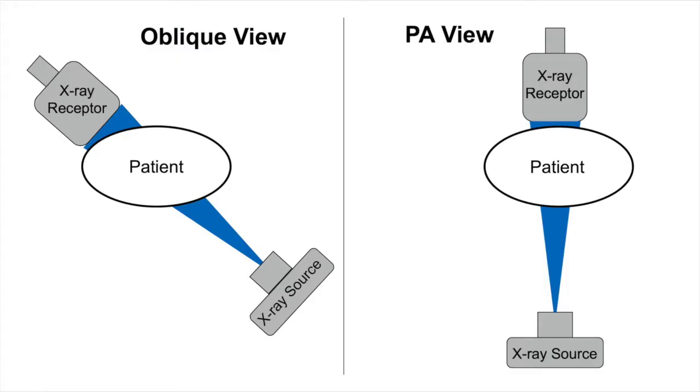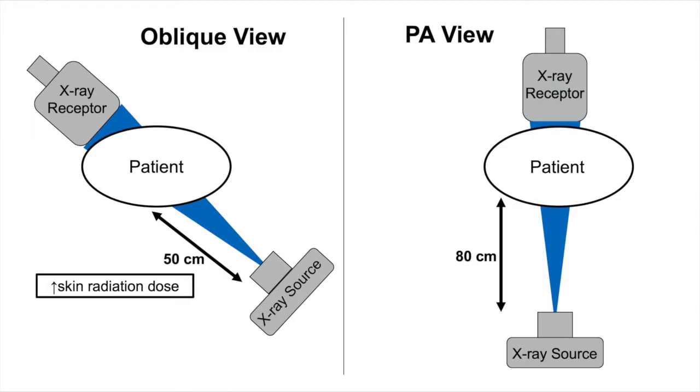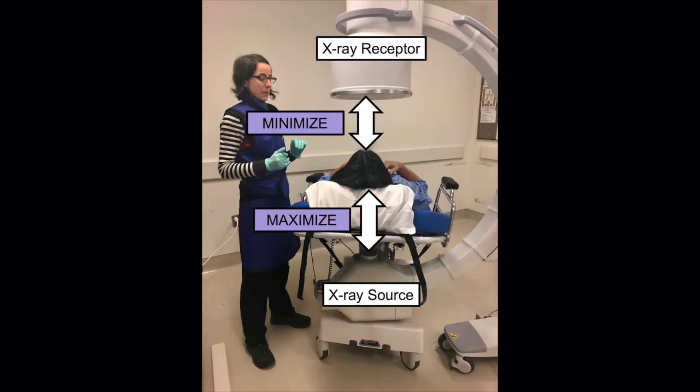Keep in mind that the lateral or oblique position usually places the patient's skin much closer to the X-ray source, therefore increasing the skin radiation dose. Positioning your patient as far from the X-ray source and as close to the image receptor as possible helps minimize the scatter of X-rays, which decreases radiation exposure to personnel in the room.